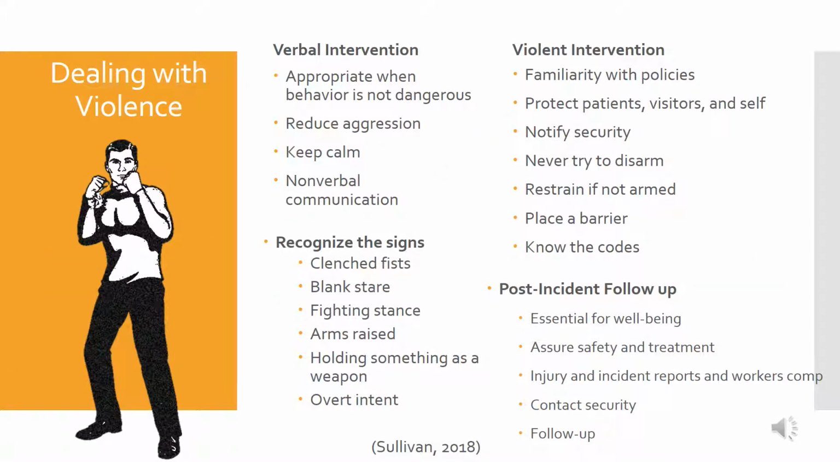Despite all efforts to prevent violence, it can still occur. If a violent situation does occur, there are a few ways to handle it. Verbal intervention is most appropriate when the behavior is not physical or dangerous. Verbal violence can often precede physical violence, so staff should be aware of how to reduce regression. It is important for staff to keep calm and get the person away from others.